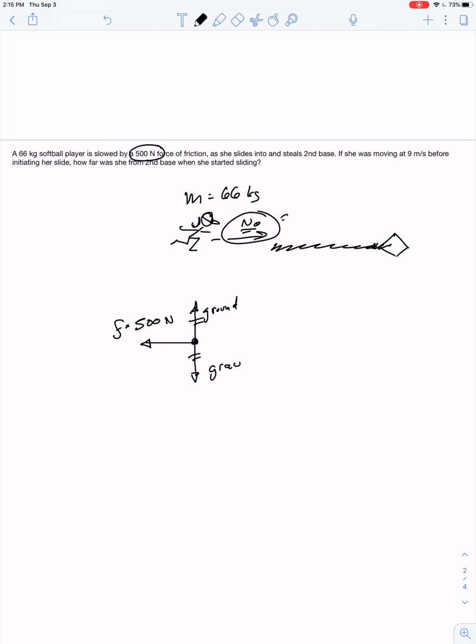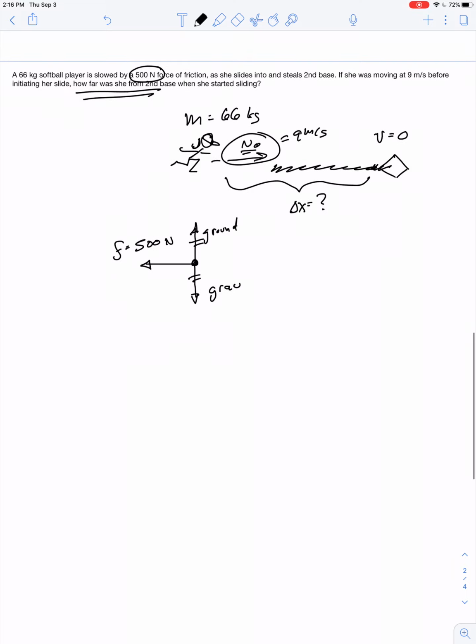So the initial velocity is 9 meters per second, and we assume that the final velocity is equal to 0. So we've got to figure out how far she was from the plate when she started sliding. So what's that distance? Gosh, if we were just to try kinematics, trying to find a distance, we have an initial velocity, we have a final velocity, and that's it. Well, there's not enough information to choose any appropriate kinematics equation.